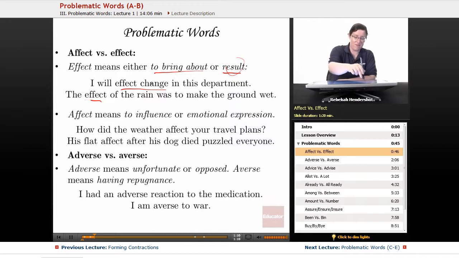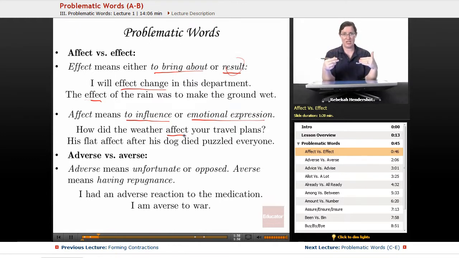Effect something is almost always used in business speak or manager speak. Affect, by contrast, means either to influence, used as a verb, its most common use, or emotional expression. So, how did the weather affect your travel plans? Basically, how did the weather influence your travel plans? How did it change them?